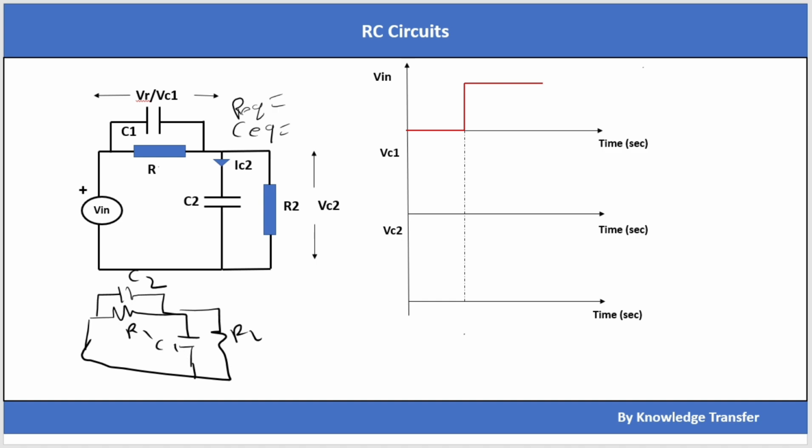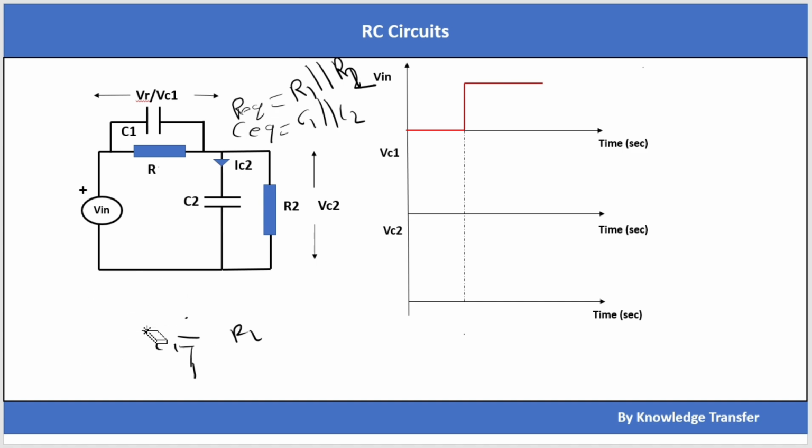So C1 and C2 are coming in parallel. That means C equivalent is equal to C1 in parallel with C2. From the C equivalent terminals, if I look for the R equivalent, R1 and R2 are coming in parallel. So R equivalent is R1 in parallel with R2. Let's remember this R equivalent and C equivalent, which we need to use in the further calculations. This is the input voltage which I am giving to the circuit.